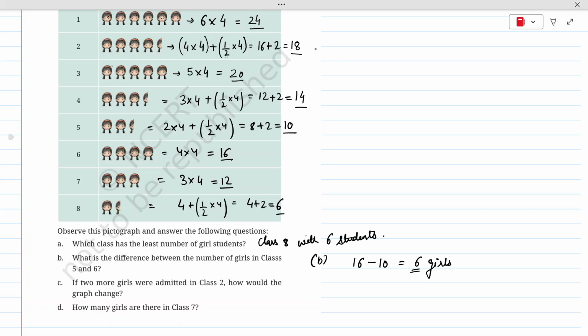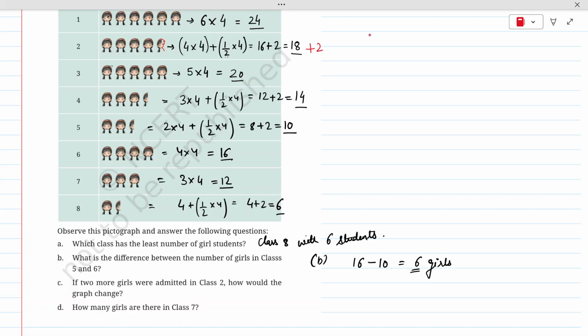So this is class 2 and now what they are saying is that if we are adding 2 more girls here, how would the graph change? Then how will this graph look? Since we are adding 2 more girls here, in that case, what will happen? Here, this half image will be completed. It will be like this. Why? Because we are adding another half to it. We took one half here, we are adding 2 more.